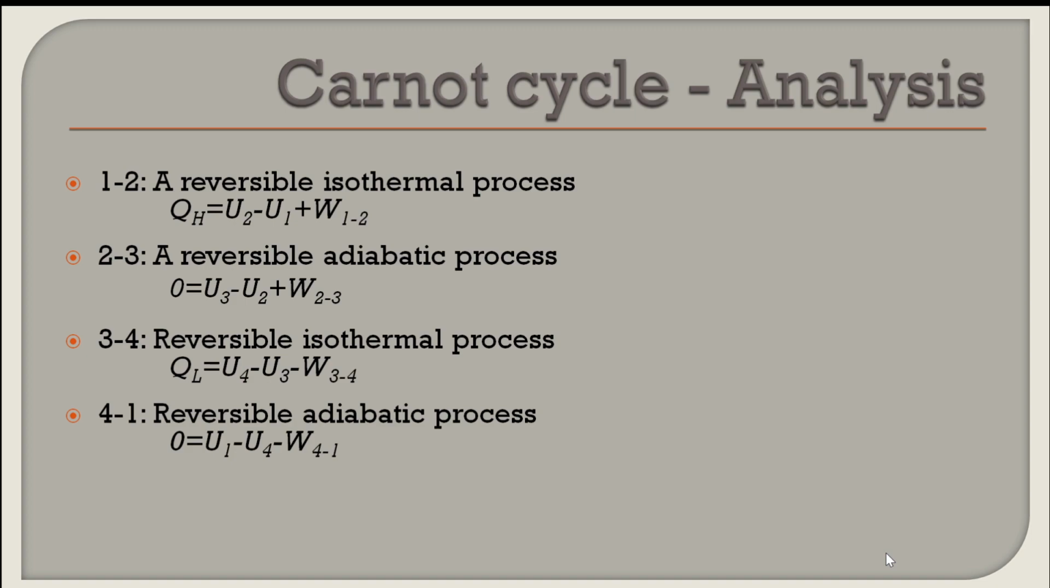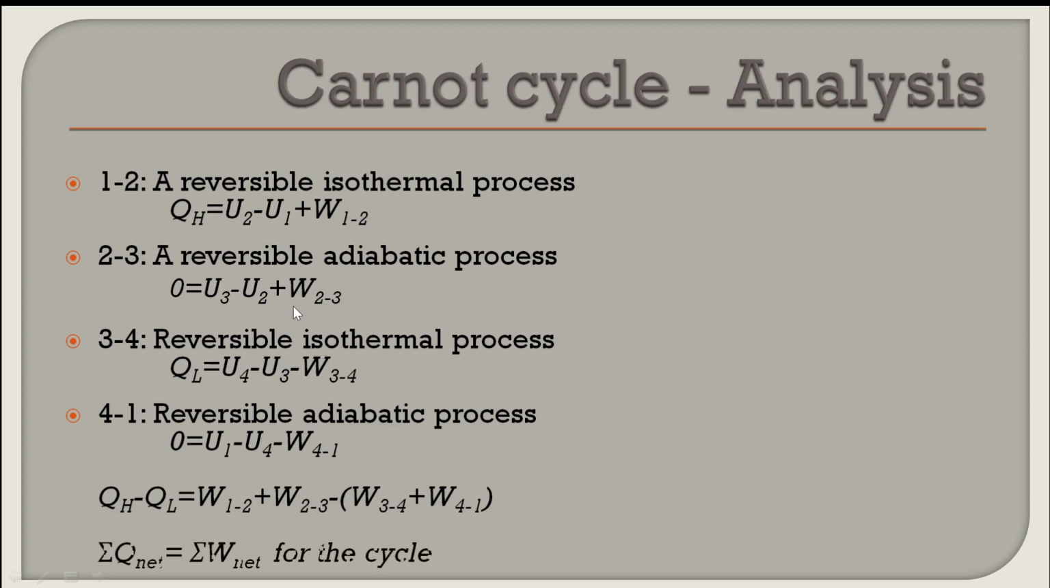Now combining all these, and from the fact that for a cyclic process the net heat transfer is equal to net work transfer, you can write QH minus QL is equal to W12 plus W23 minus W34 plus W41. The sign conventions are incorporated depending on the flow in or out of the system. If you have any doubts on the sign conventions, please refer to the first classes in thermodynamics.